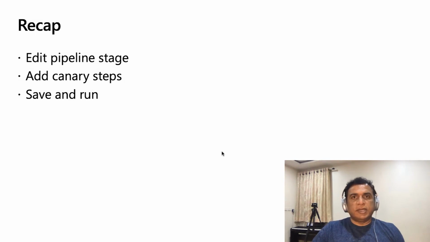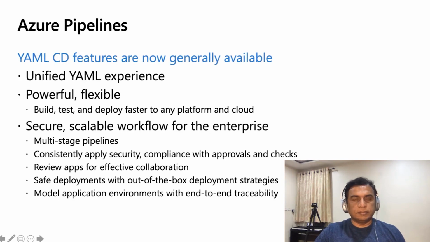What we have seen is that you can customize the workflow to orchestrate safe deployment so that you can minimize risk and downtime. Combined with Azure monitoring integration or any other monitoring solutions, you can configure the pipeline to automatically roll forward or roll back. To summarize, Azure Pipelines YAML CD features are now generally available. With this, you can configure the pipeline to do CI or CD or CI and CD in a unified YAML experience. You can build, test, and deploy faster to any platform or any cloud.